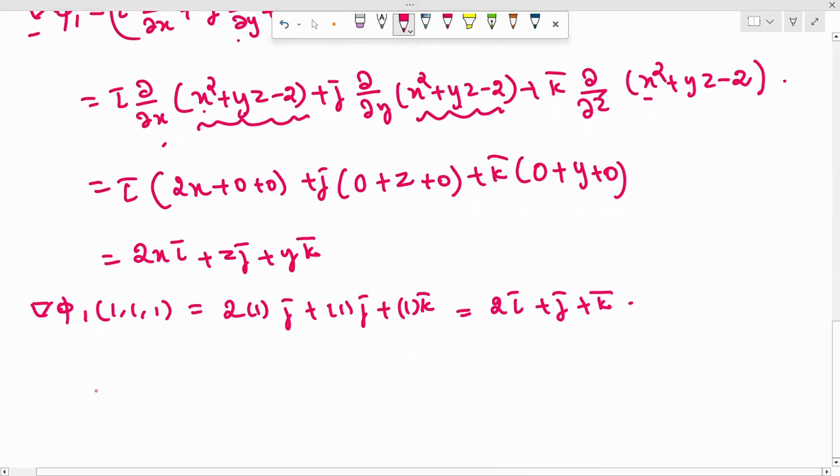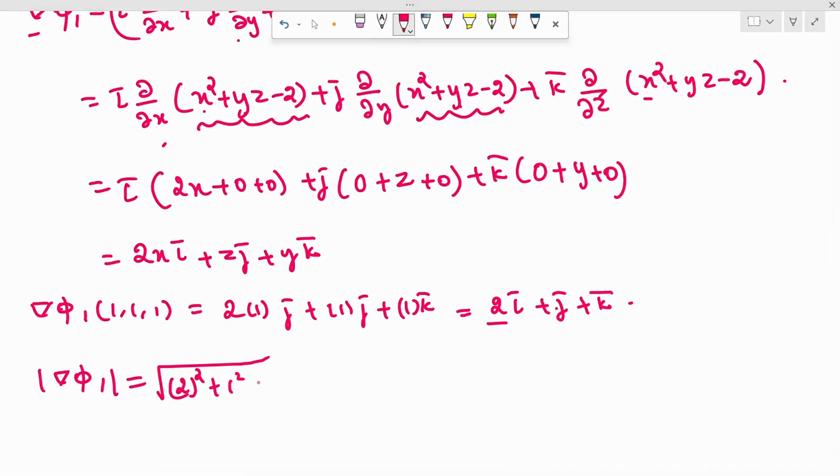From this del phi 1, write modulus of del phi 1 equal to root of 2 square plus 1 square plus 1 square. 2 square is 4, so 4 plus 1 plus 1 is root 6. Modulus of del phi 1 is root 6.